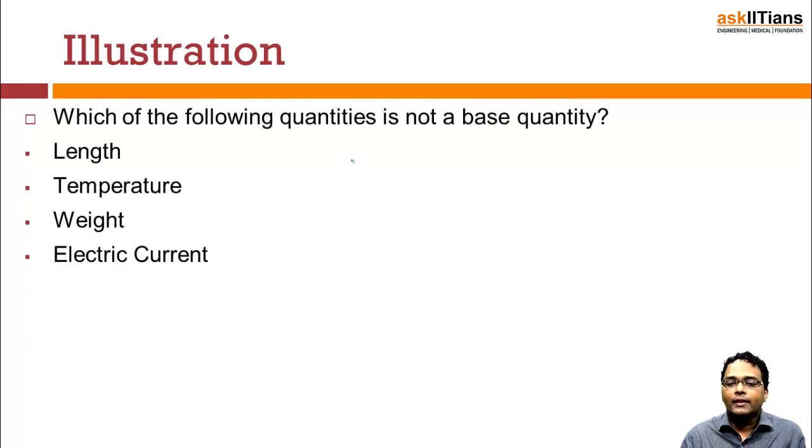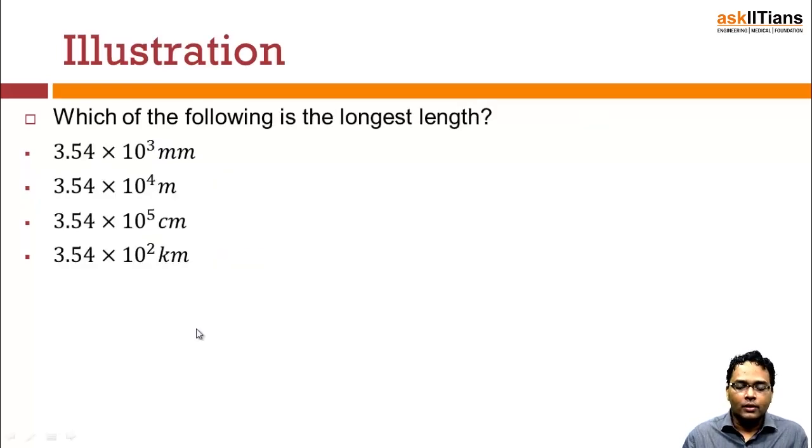Which of the following quantities is not a base quantity? Length, yes it is. Temperature, yes it is. Weight is not, because weight is mass into acceleration due to gravity. So it's not a base quantity. Electric current it is. Okay, which is the longest length?